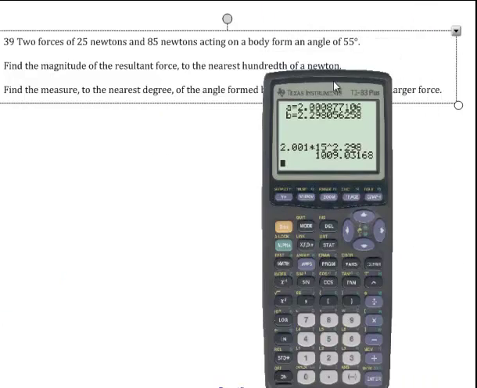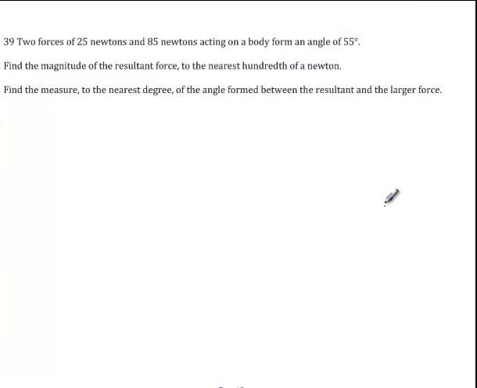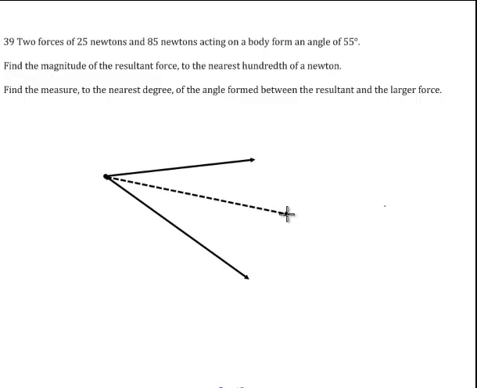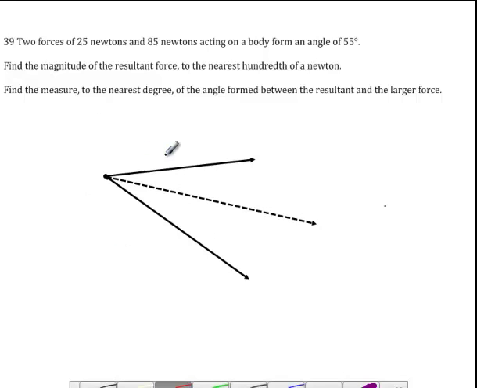Okay, last problem. Forces. Boom. As soon as I see forces, all I do is I draw 2 forces. Here's one. Here's the other. And we always put a resultant. One force is 25. The other force is 85. And acting on a body forming an angle of this whole angle is 55.